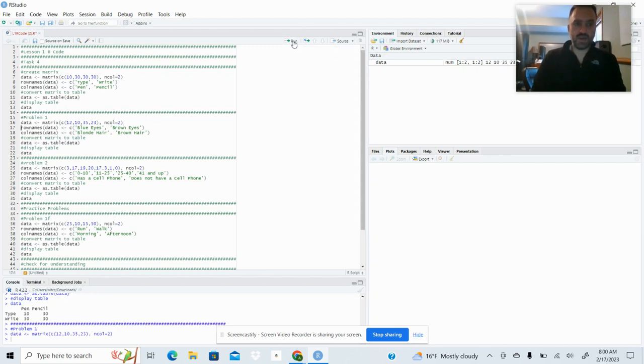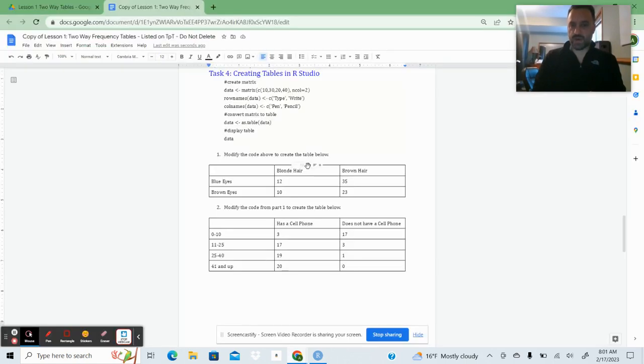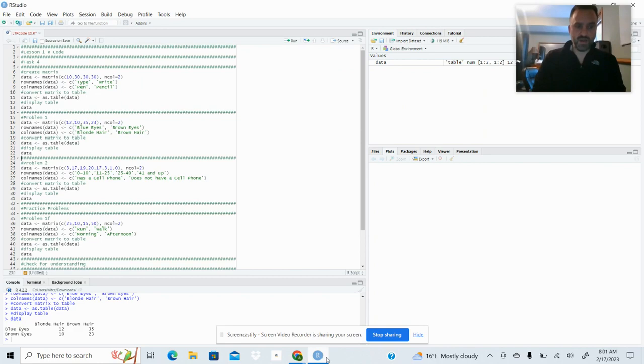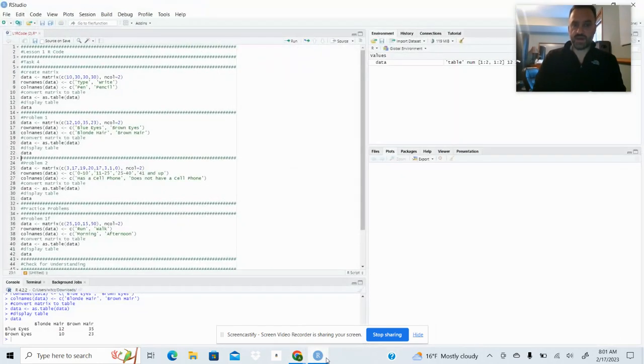So as I do that, here's my data, column names, row names, change it to a table, and then display it. And then I just always double check. So does that actually display what I want? As we look here, we have 12, 10, 35, 23, and then blue eyes, brown eyes, and then I'm checking for blonde hair, brown hair. So we did get what we wanted there.